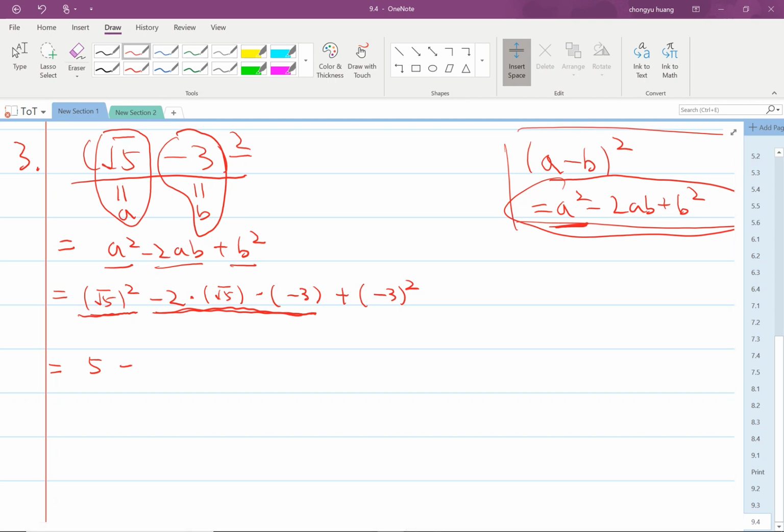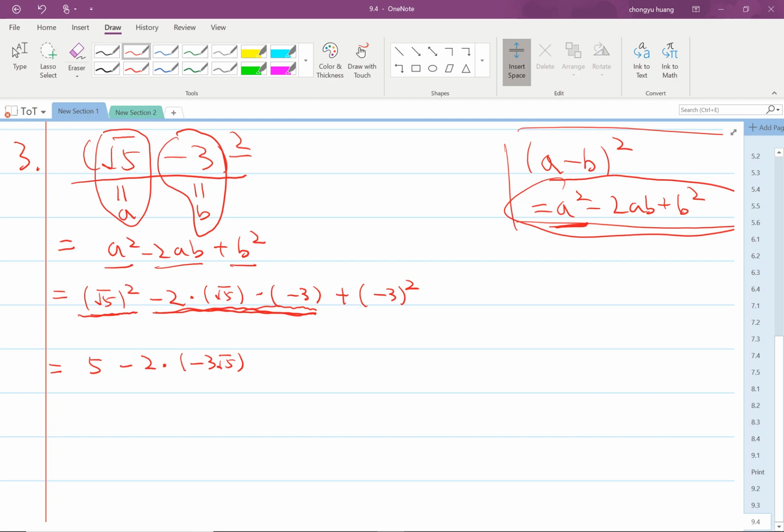So let's do this step by step. We have negative 2 multiplied by negative 3 square root of 5. First, we multiply square root of 5 by negative 3, which is negative 3 square root of 5. I think everyone knows how to do it, right? We just combine terms together, so that's how we do the multiplication.